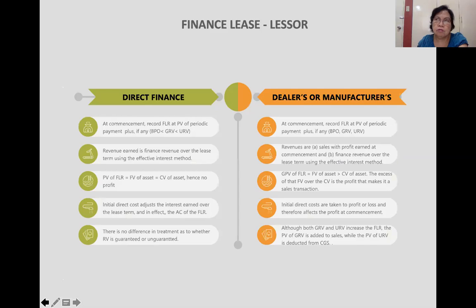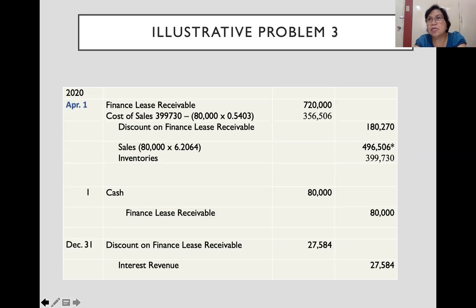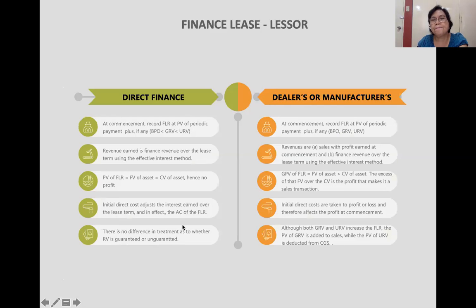Okay, so you may ask, what about, ma'am, the bargain purchase option? So the bargain purchase option under finance lease or manufacturer's lease will be treated in the same manner as guaranteed residual value. So it's part of the computation of sales. So actually this is the last illustration for the lessor under finance lease. But let us summarize and compare the differences or similarities in accounting for direct finance lease and dealers or manufacturers lease.